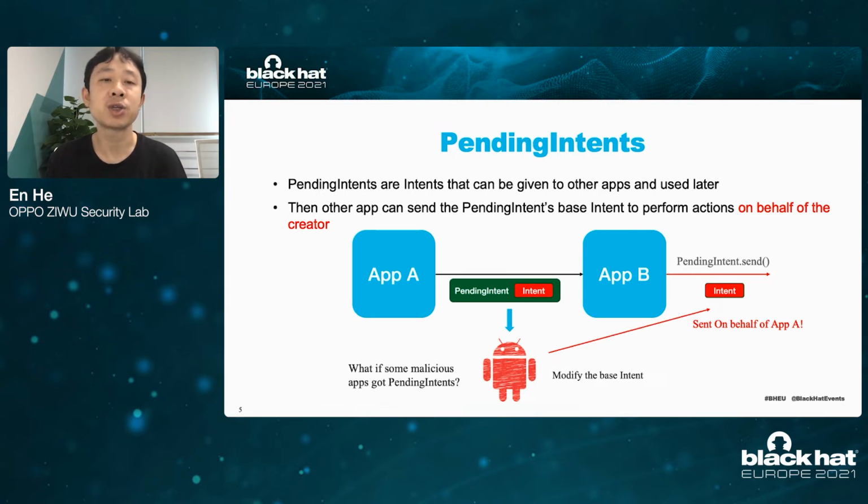What if some malicious app got the pending intent sent between them? This is the root cause of pending intent security issues. As pending intents carry the creator's important identity and permissions, they could be leaked to third-party apps, resulting in unexpected privilege escalation.